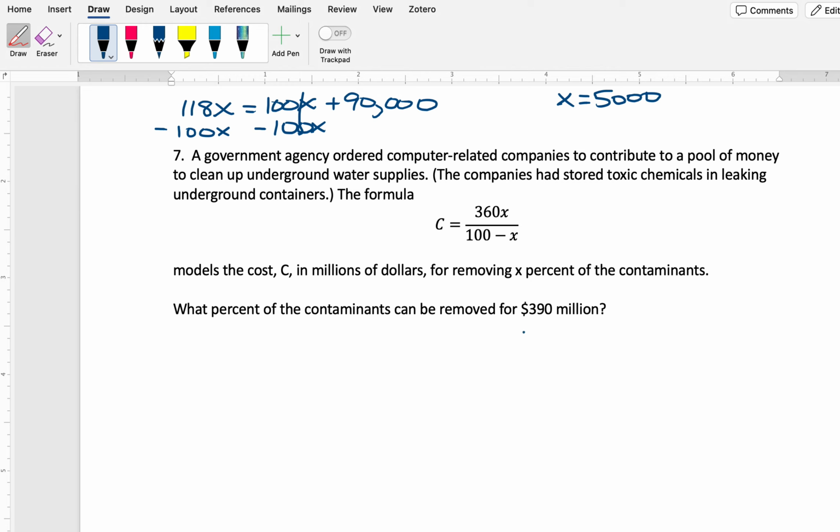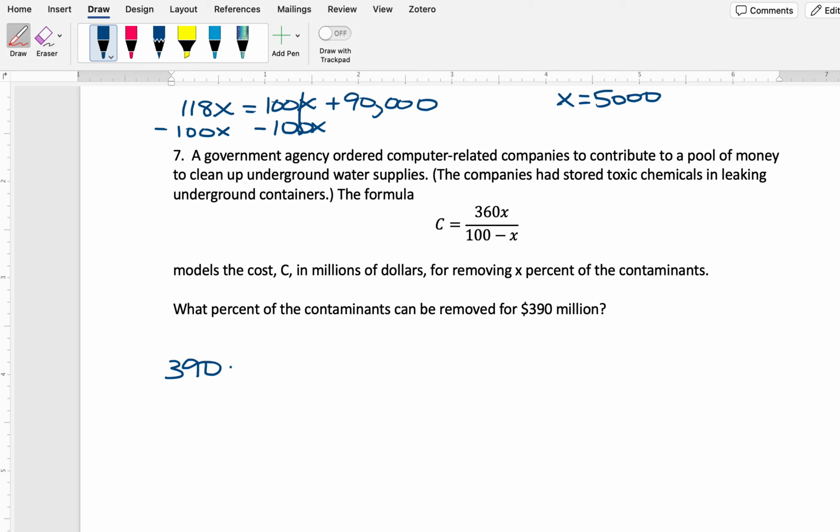So with this cleaning up problem, we have a situation where it's relatively easy to clean up a little bit of the contaminants, but if we want to be more precise and clean up most of the contaminants or all of the contaminants, that's going to get a lot more expensive. So we want to find what percent of the contaminants can be removed for 390 million. X is the percent, so that's what we're solving for. 390 is going to be plugged in for the cost, which is already in millions of dollars, so we don't need to worry about the million. We're just going to plug in 390.